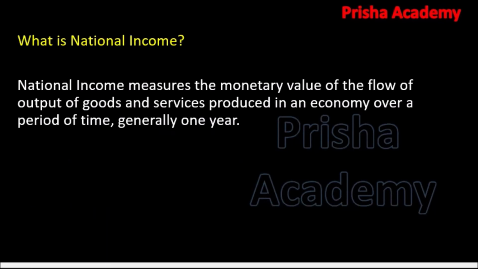Now we will go to the national income. So first see what is national income. National income measures the monetary value of the flow of output of goods and services produced in an economy over a period of time, generally 1 year. Since this is a flow concept, we have to take a period of time. Generally we take 1 year, and it is also calculated on a quarterly basis, so the period is also taken as quarterly.